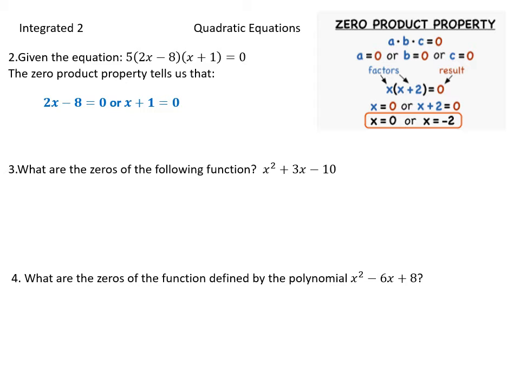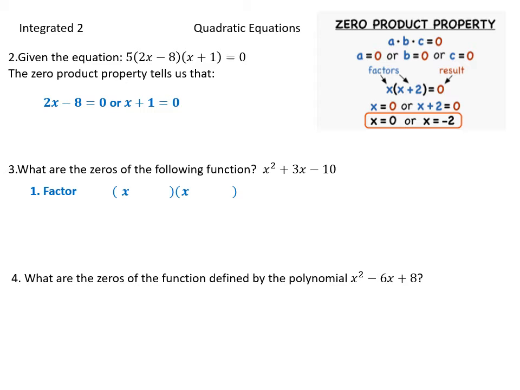What are the zeros of the following functions? Function 3, x squared plus 3x minus 10, or function 4, x squared minus 6x plus 8. Well, the first step is we factor. So here I put down 2 blank sets of parentheses, put an x up front in each, and then what can I multiply together to get negative 10? Well, I need a positive and a negative.